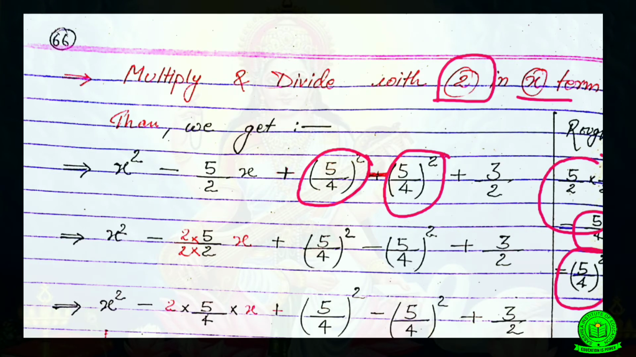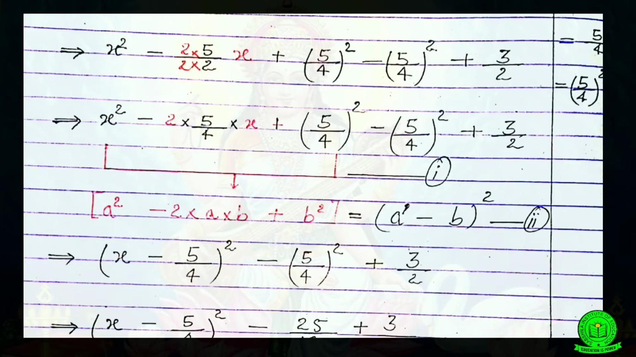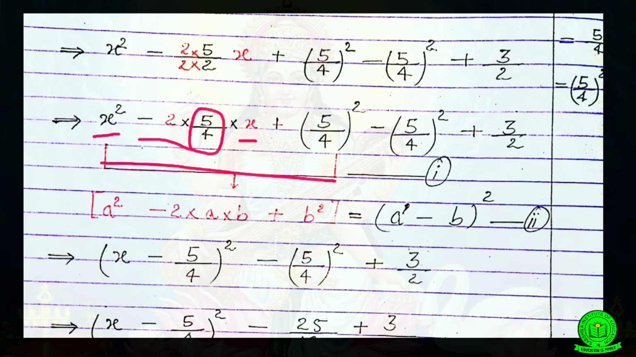Okay, multiply and divide we have to do. Multiplication is done and the division is also done in the x term. Now if you see, you will get x square minus 2 into 5 by 4 x plus 5 by 4 square minus 5 by 4 square plus 3 by 2. If you look carefully, this equation is in the form of a square minus 2ab plus b square is equal to a minus b whole square.